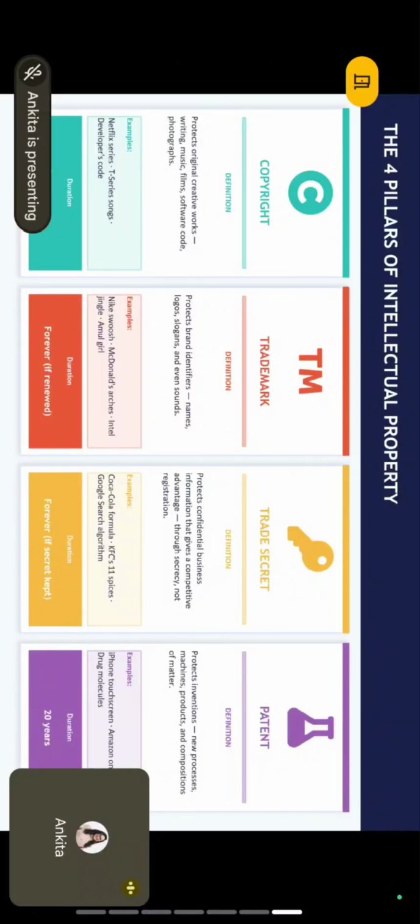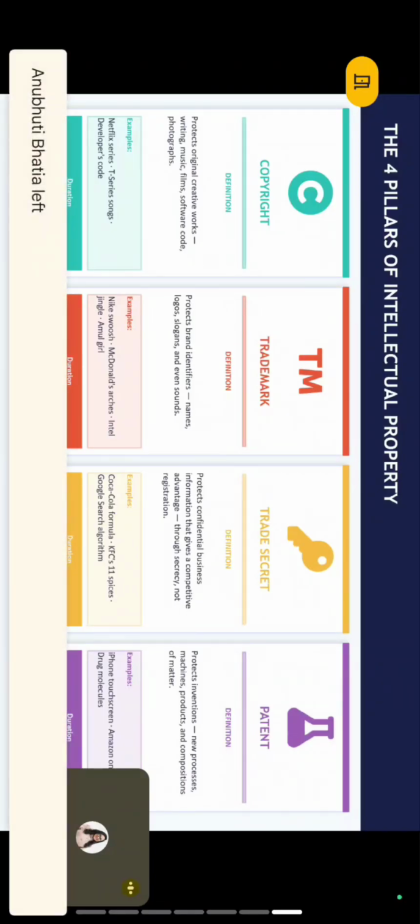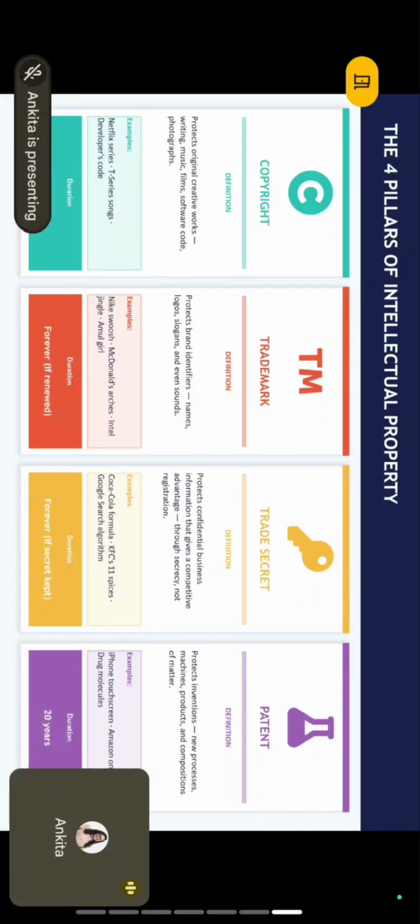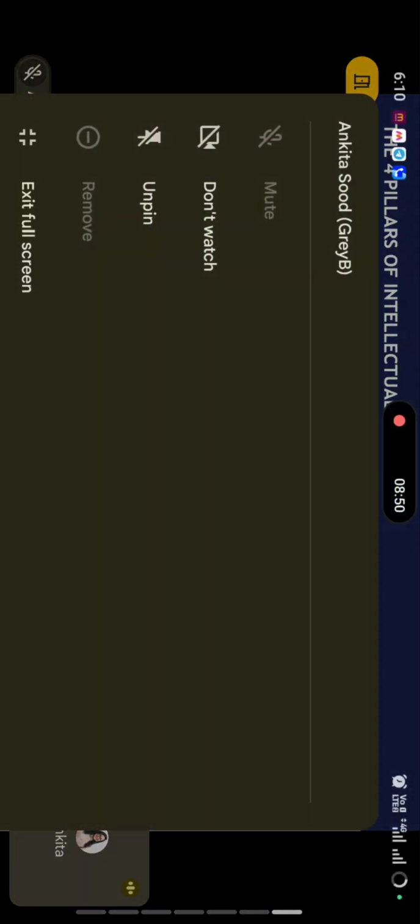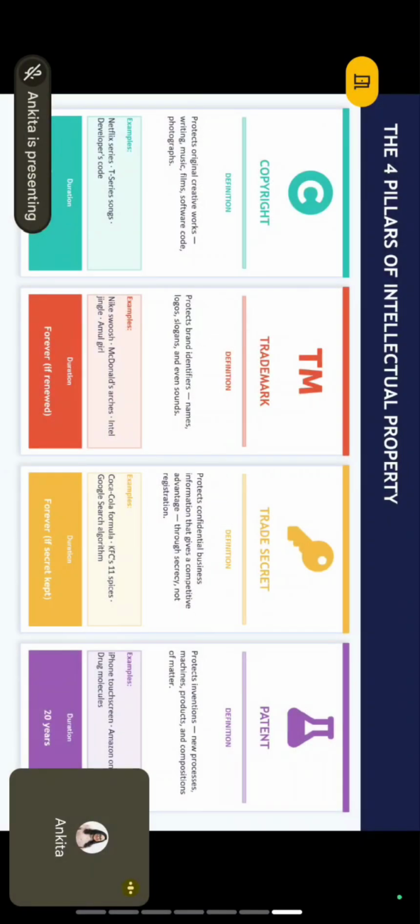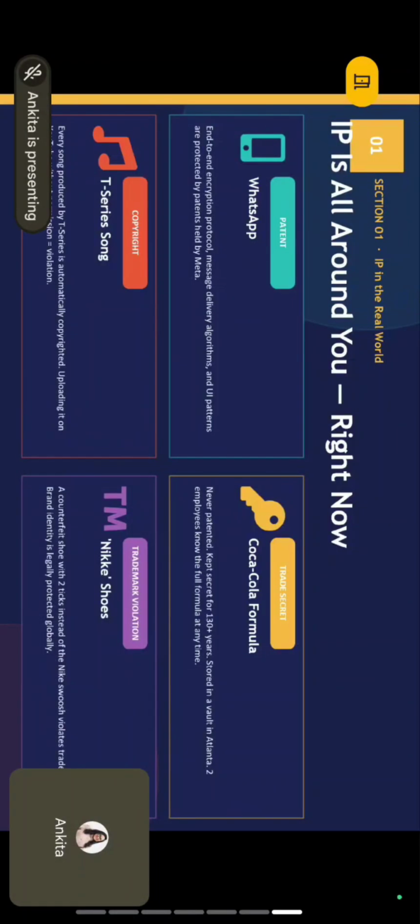So you can see that one patent is equal to crores in royalties. In the pharma domain also, every new drug formulation, every new drug molecule, every new way of making a medicine is protected by patents. And this is the biggest patent industry in the world. The duration of the patent is 20 years, and after that, anyone can use it freely. So IP is all around you.